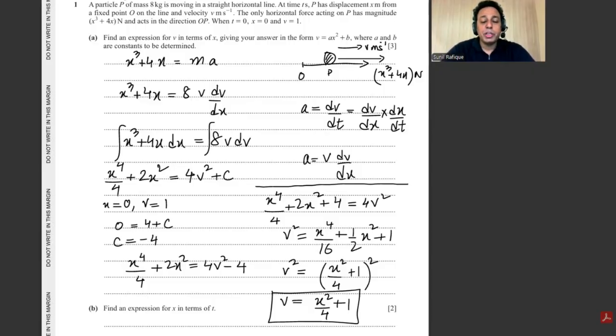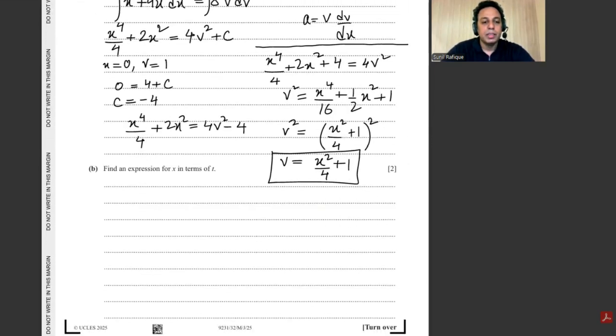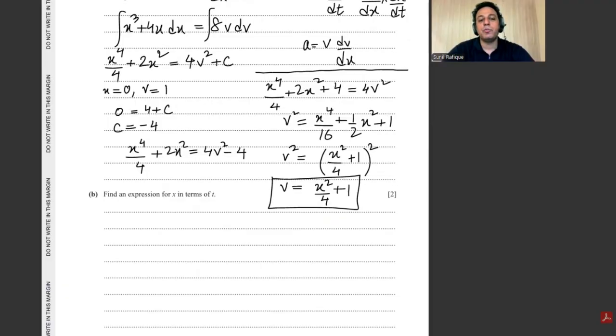You can pause the video, take notes, and then proceed with the next one. Let's take a look at part B. Now they're saying find an expression for x in terms of t. So now I need an expression for x in terms of t. Remember that v is dx divided by dt. So in the same expression, you can switch it.